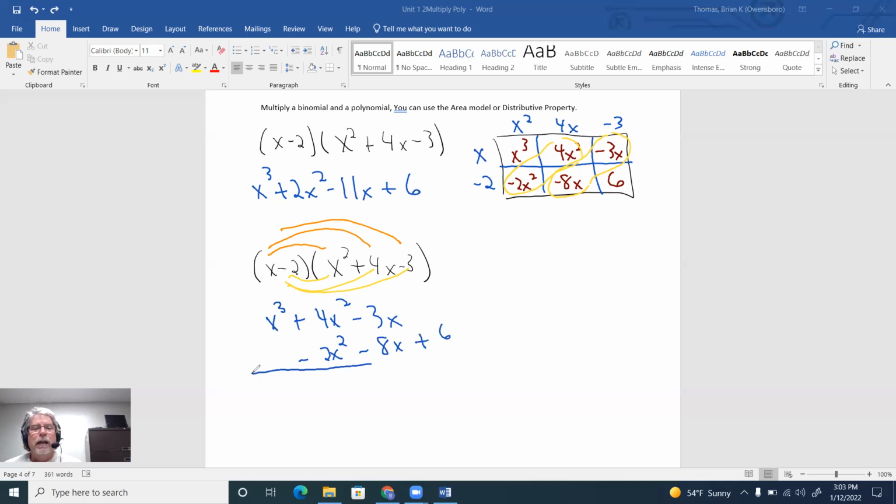So again, I'm just adding like terms. So the x to the third drops down. 4x squared and a negative 2x squared, and again, you can't say take away 2x squared, but I usually look at it as 4x squared and a negative 2x squared. So that really means 2x squared. And a negative 3 and a negative 8 makes a negative 11x. And that plus 6 comes down. And that would be doing the problem using what we call a distributive property.